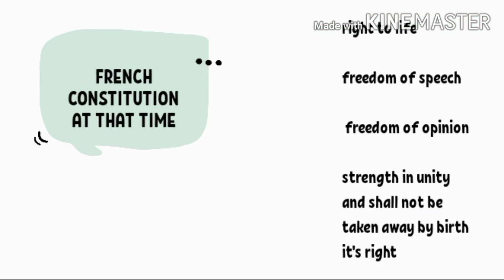So the question arises, what is the constitution? The constitution is all about the right to life, freedom of speech, freedom of opinion, strength in unity, and these shall not be taken away by birth. It's a right. Freedom of speech means the freedom to say what you think, freedom of opinion means the freedom to give your opinion, strength in unity means there is strength in unity, and the right to other privileges like education, doing a job, wearing anything, doing any type of trade or business, or any religious performance or activities. The constitution began with the declaration of these rights of common people and of a state that looks out for any violations of these rights.